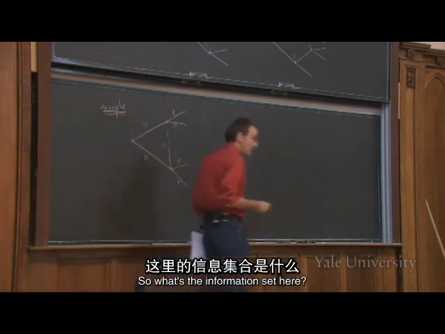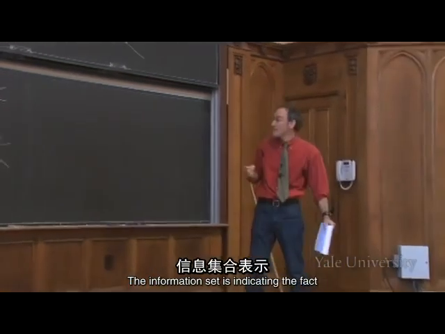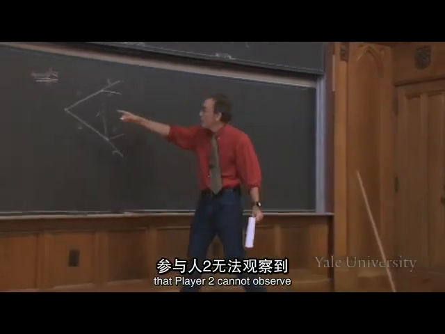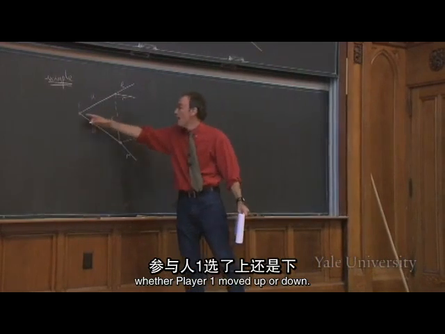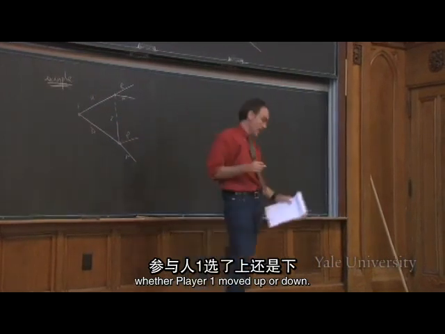So what's the information set here? The information set is indicating the fact that player 2 cannot observe whether player 1 moved up or down.